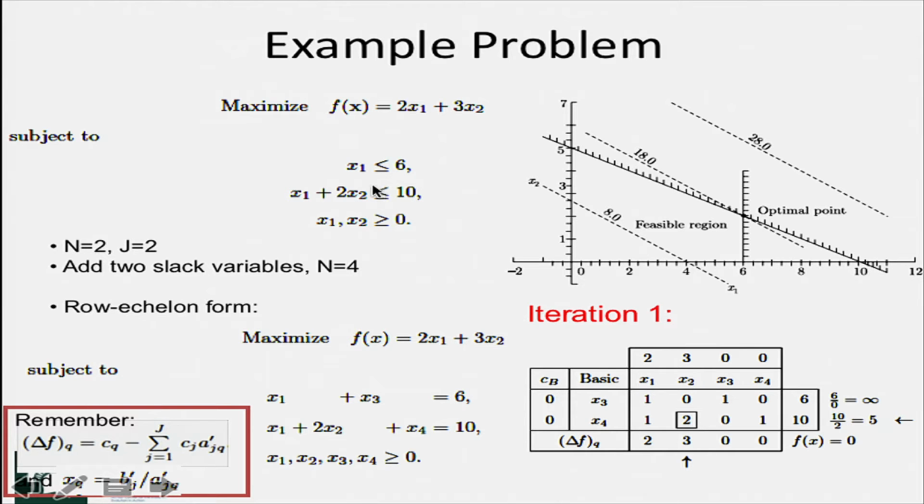Okay. Now, how many variables are there? 2. So n equal to 2. How many constraints? 2. First one, second one. But now, first thing we need to do is convert these two constraints into equality constraints. So I add a slack variable x3 for the first constraint, and I say x1 plus x3 should be 6, and then I add another slack variable x4 to the second constraint.